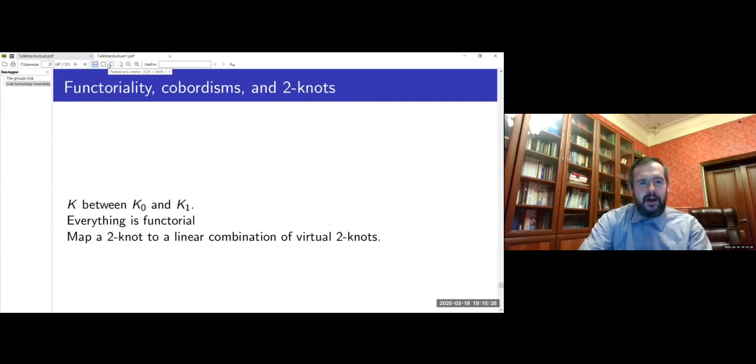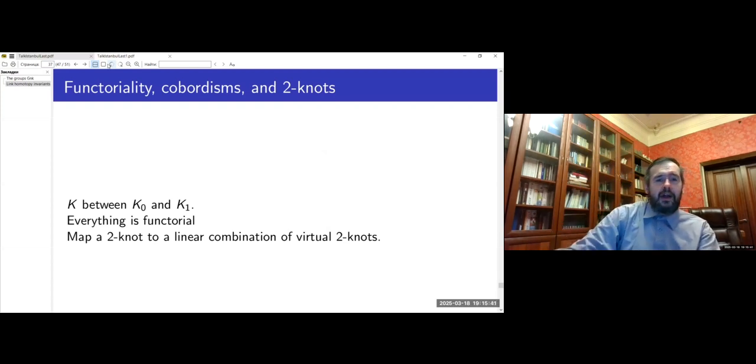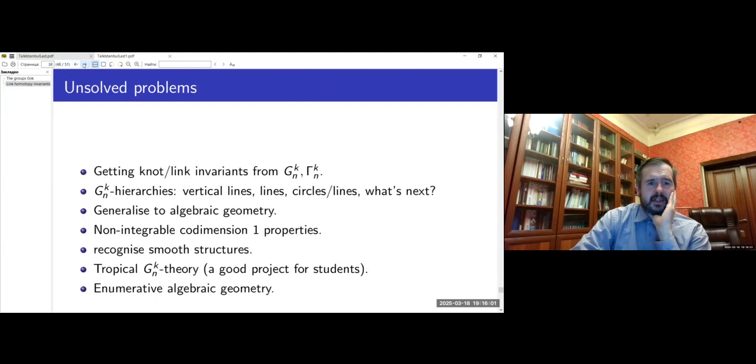Well, also functoriality, cobordisms, and two-knots. Well, roughly speaking, everything here is functorial. So if we have two braids, one braid on the top and the other braid on the bottom, we can see how the trisecants change, and we can see how it goes. And actually, one can expect that this should give an invariant of two-knots. But this is just a project.